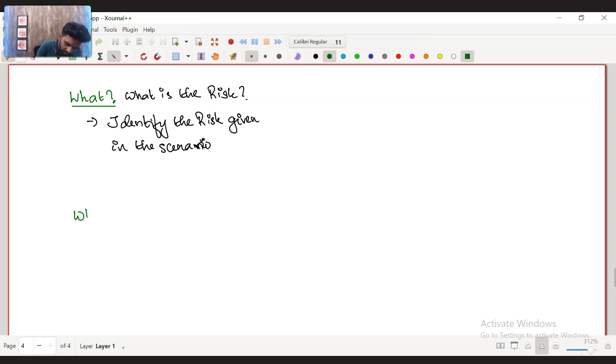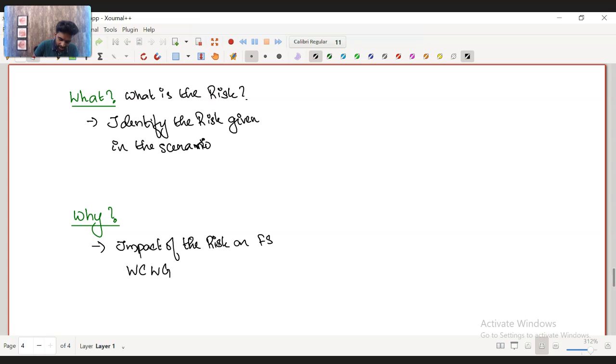The second one is why. Why do you consider it as a risk? To answer why, you need to explain the impact of the risk on financial statements. What is the impact of the risk on the financial statements? What could potentially go wrong? WCGW, what could go wrong? Which explains your fear as an auditor.